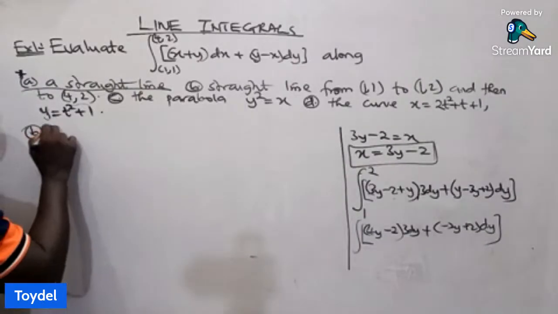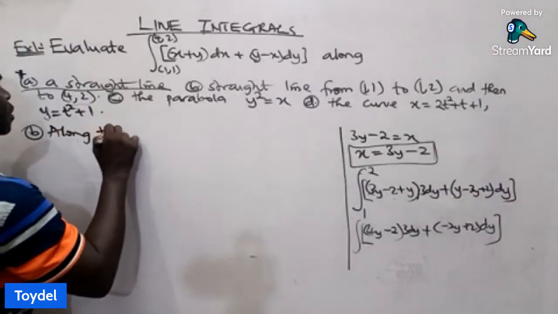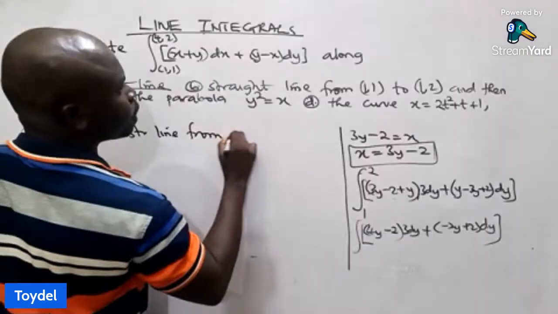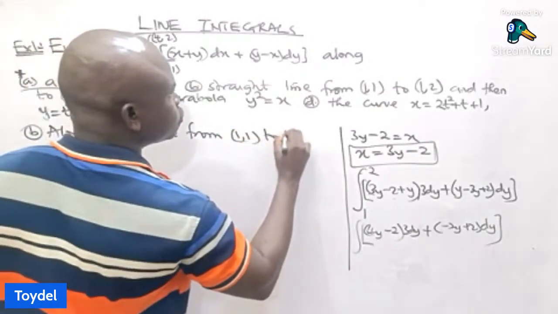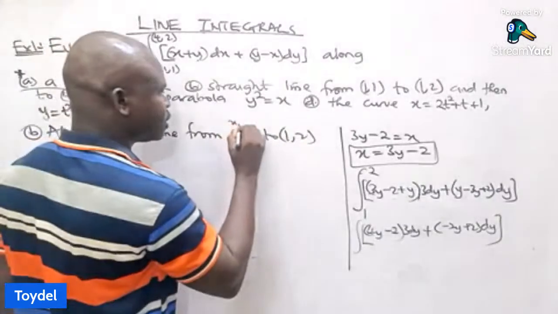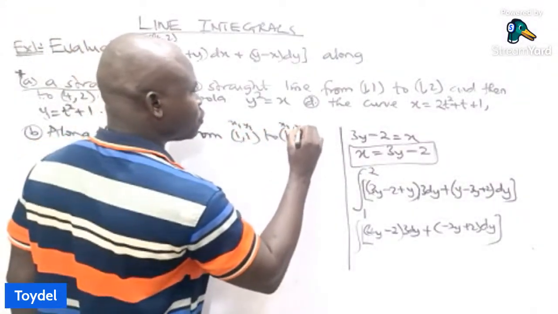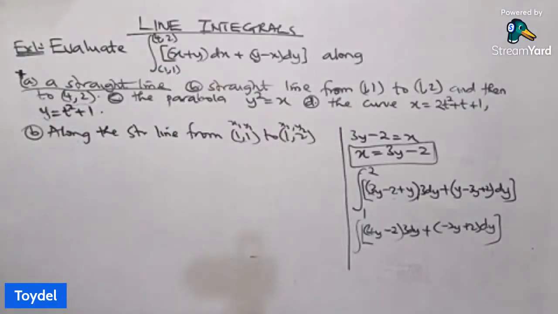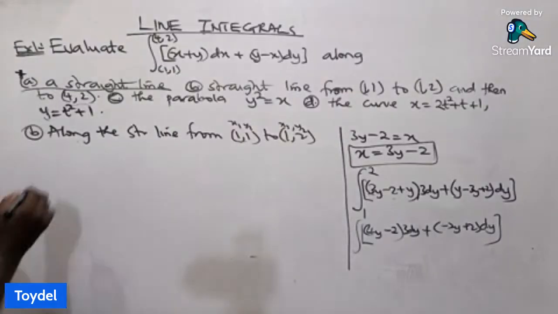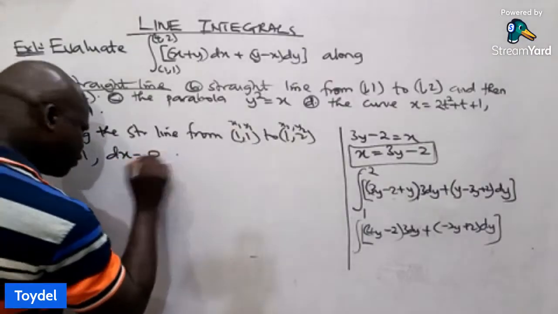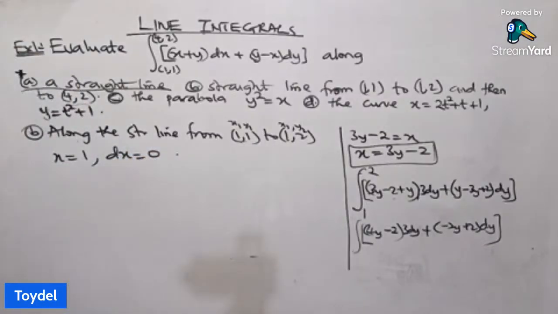So along the straight line from (1,1) to (1,2), what do we have? This is x1, y1, x2, y2. You realize that there's no change between x1 and x2. That is what we note. We realize that x is actually 1, so if we differentiate that, dx will be equal to 0. That is what we are going to get.